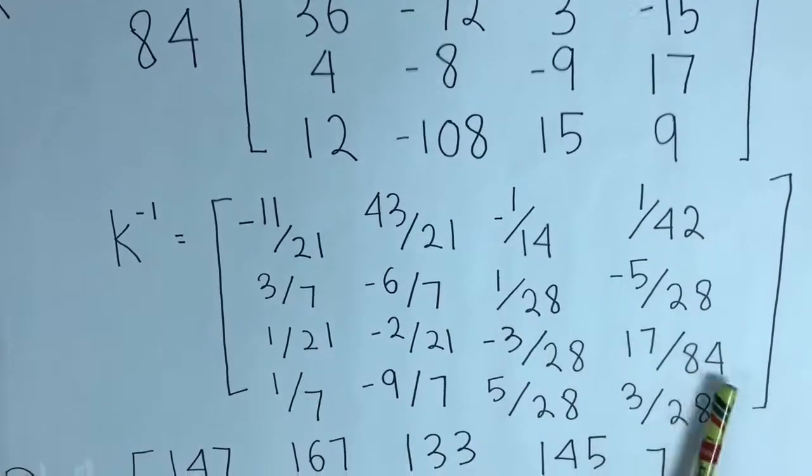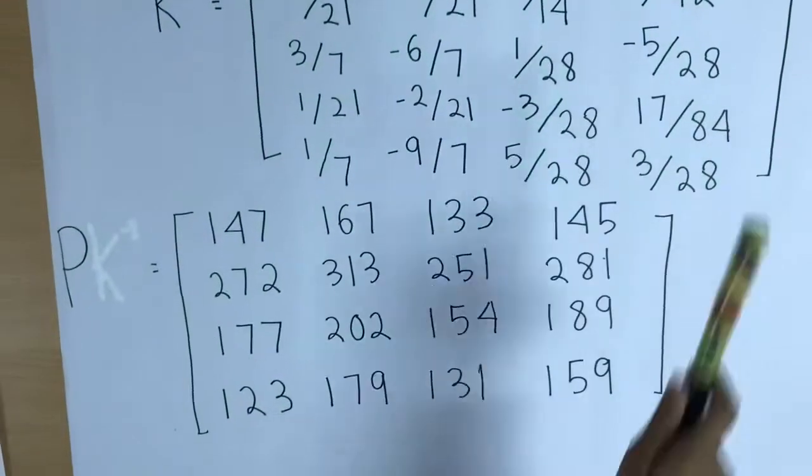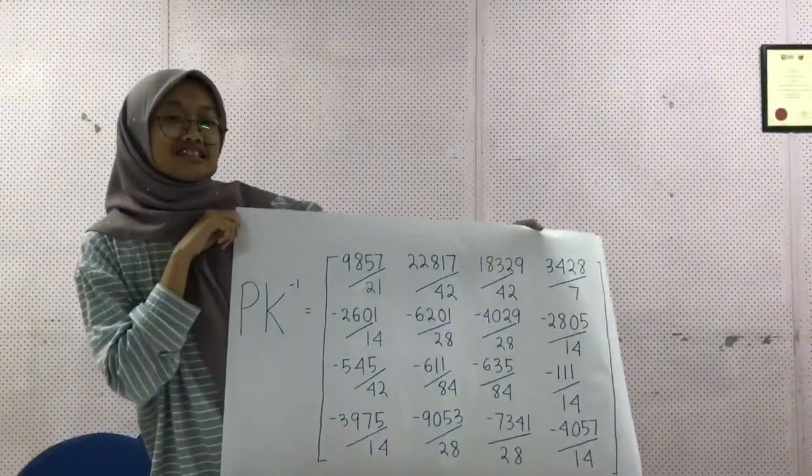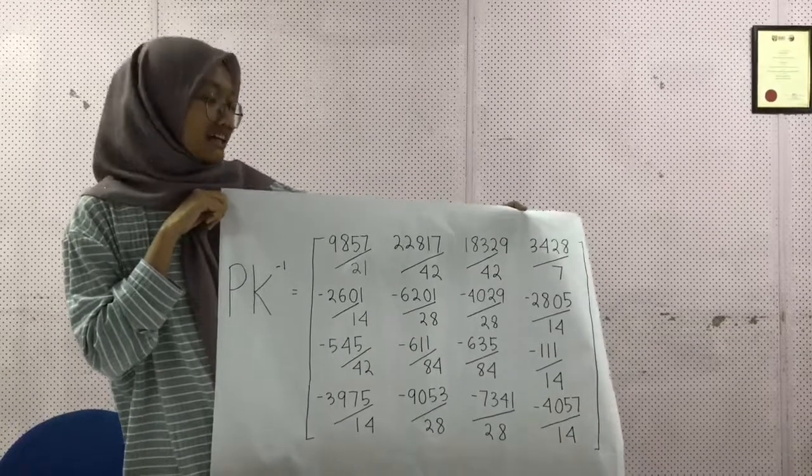Next, we need to multiply the K inverse with the P, and this is the answer after we multiply P and K inverse. So next, this is how to solve K2 by using ERO. So I was given the second question, which is also a 4 by 4 matrices, that is the question, which is K2. So the question asked me to find the inverse of these matrices.